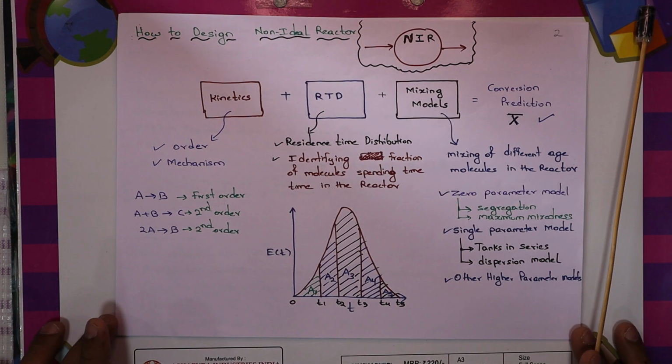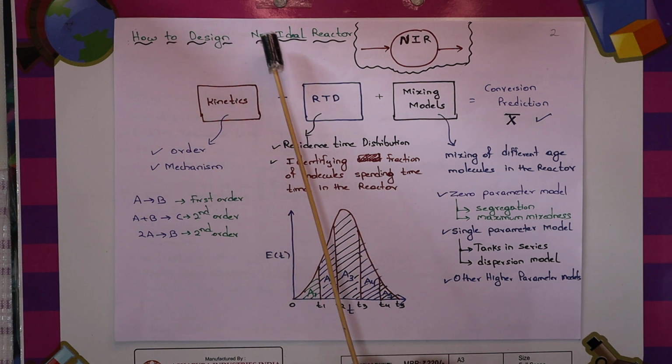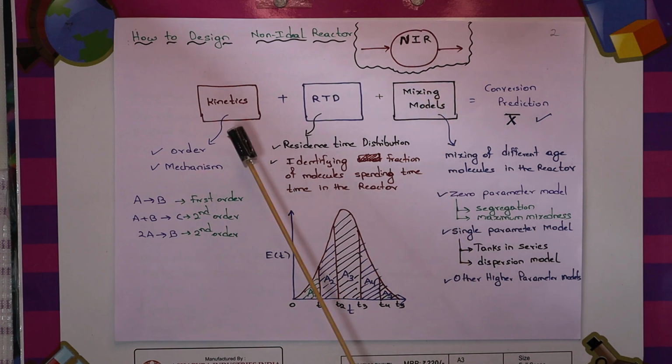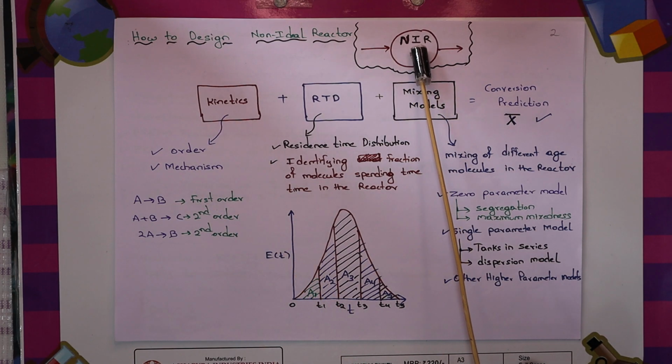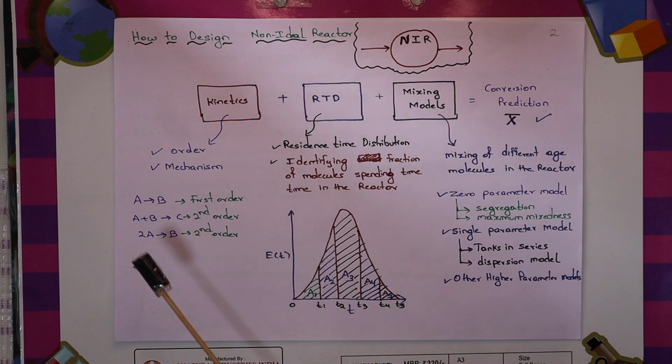Now that I know what the non-ideality is and what the different possibilities for this non-ideality are, how are we going to move ahead? How to design a non-ideal reactor? I represent the non-ideal reactor in terms of a circle. So this is the information required. To design this non-ideal reactor, that means to predict the conversion and volume from this non-ideal reactor, I need to have certain things with me.